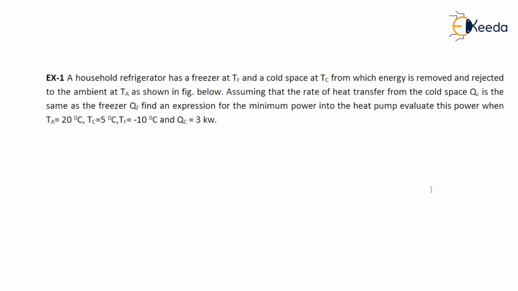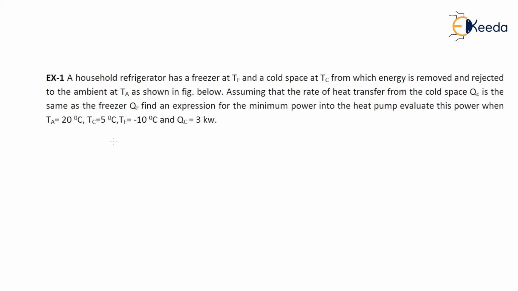So what is that? A household refrigerator has a freezer at TF and cold space at TC from which energy is removed and rejected to the ambient, which is at temperature TA. Assuming that the rate of heat transfer from the cold space, QC, is the same as the freezer, QF, find the expression for minimum power into the heat pump and evaluate this power when the numerical values are given.